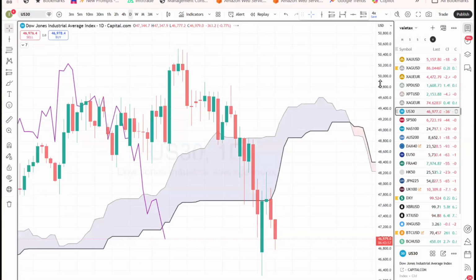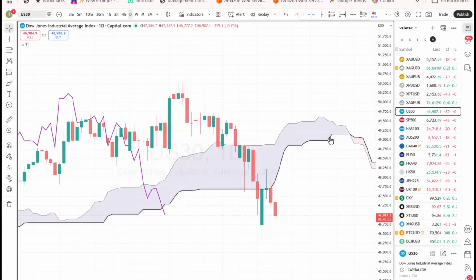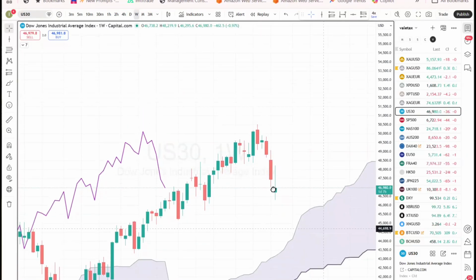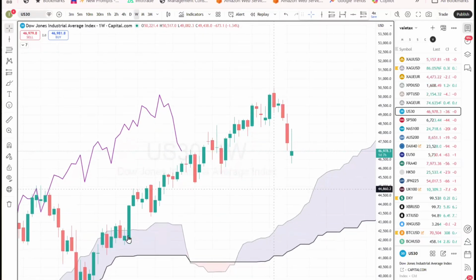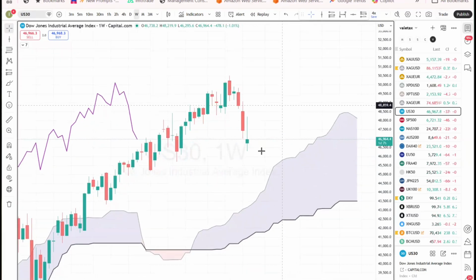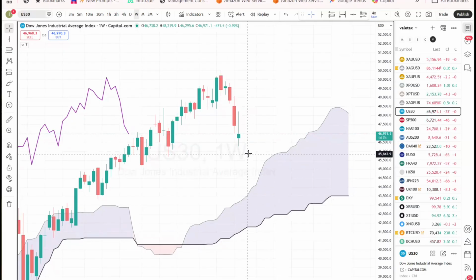US 30, we talked about this yesterday in Valetax. If you look at the weekly time frame here, this is bullish when it got above the cloud right there. You could see it tested it here and you would enter here. So you entered here. This would be bullish and still bullish until it basically closes inside that cloud.